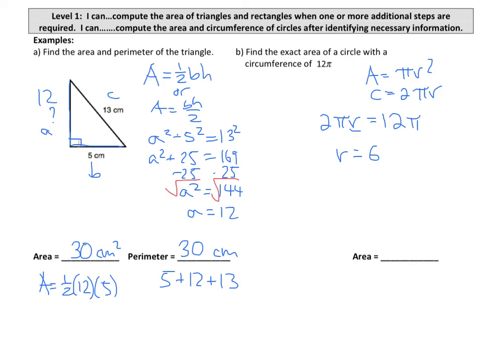And now I can find the area by plugging that radius into the area formula. So for area, I do pi r squared, or pi times 6 squared. And 6 squared is 36. So this is pi times 36. But when you write your answer in exact form, you always put the number in front of pi. So it would be 36 pi.